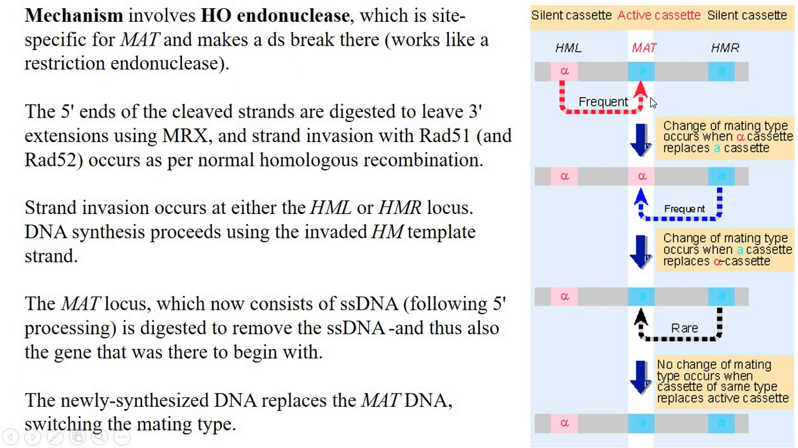Once this makes the double-stranded break, then the 5' ends of that strand will be cleaved to make a 3' overhang using MRX. Then there will be strand invasion with Rad51 and Rad52 proteins. This is very similar to what we already talked about, homologous recombination, so it will be a homologous recombination here. The strand invasion occurs either at the HML or HMR locus, depending on which one was in MAT and what it's going to switch to. And since this MAT locus now consists of single-stranded DNA, because 5' processing has happened and they removed the single-stranded DNA of what it already had, it will copy the gene that it is going to be combined with.